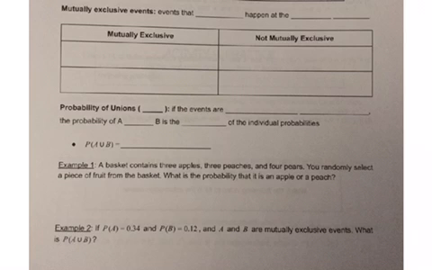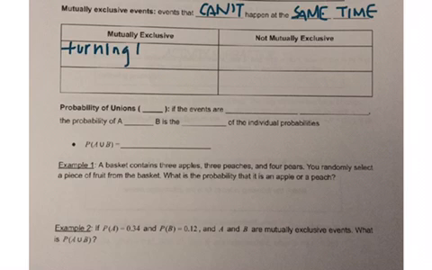Mutually exclusive events are events that can't happen at the same time. So let's look at some examples to help explain this a little bit better. Events that are mutually exclusive can't happen at the same time. So for example, if you're driving in a car, turning left and turning right. You can't do both at the same time, right? You either have to turn left or you have to turn right.